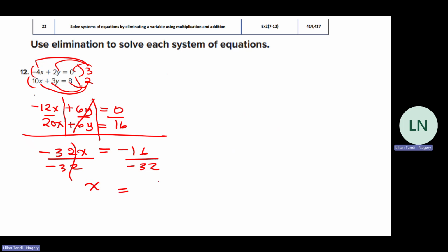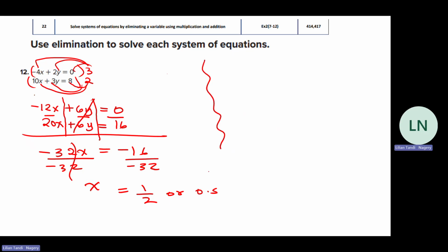X is negative, positive 1/2, or 0.5. Am I right? I am right. 16 divided by 32 is the half.